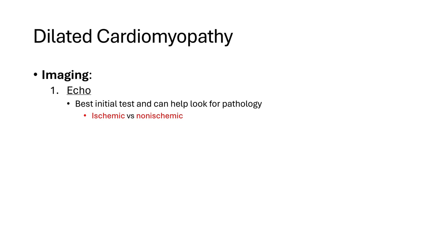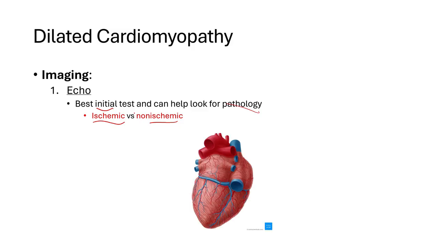Now let's talk about how we define or how we break down dilated cardiomyopathy. The best test for cardiac system is either going to be an ECG if it's an electrical issue, such as an arrhythmia, or echocardiogram if it's a structural issue, such as cardiomyopathy. This is the best initial test and can help look for pathology. Note that this is not the best overall test, but this is the best test to start out with. The reason being is it helps tell us if we have an ischemic cause or a non-ischemic cause. Remember, the most common cause of DCM is going to be ischemia, but there are other non-ischemic causes, such as myocarditis, hemochromatosis, pregnancy, etc. So how exactly does this take place?